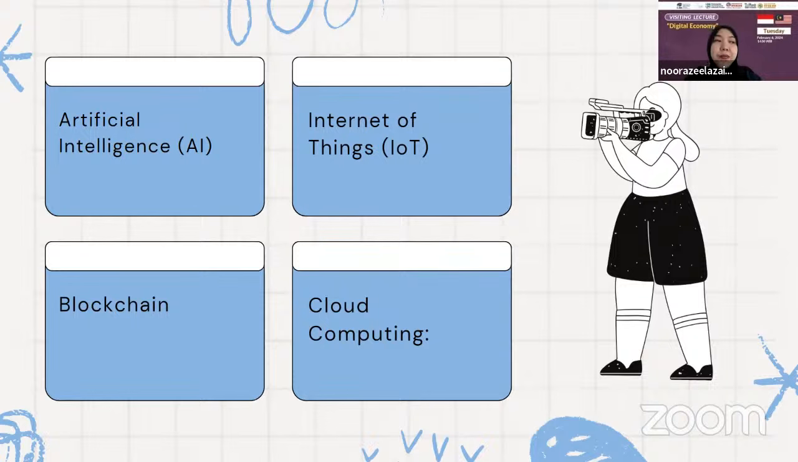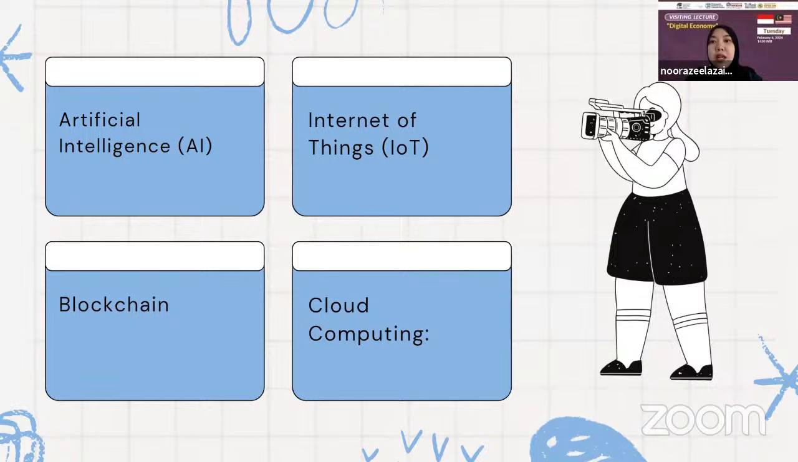Okay, the second one is the Internet of Things or IoT. The opportunity for using IoT is that IoT devices and sensors enable businesses to collect real-time data from physical assets, environments, and products, facilitating insight into operational efficiency and consumer behavior. Smart connected devices can automate processes, monitor equipment performance, and enable predictive maintenance in industries such as manufacturing, logistics, and utilities. But there are several challenges in adopting IoT.